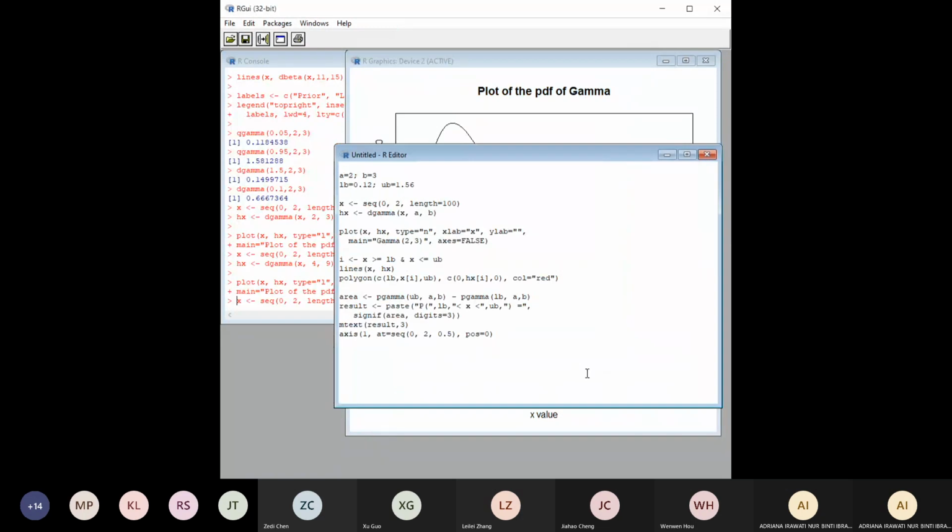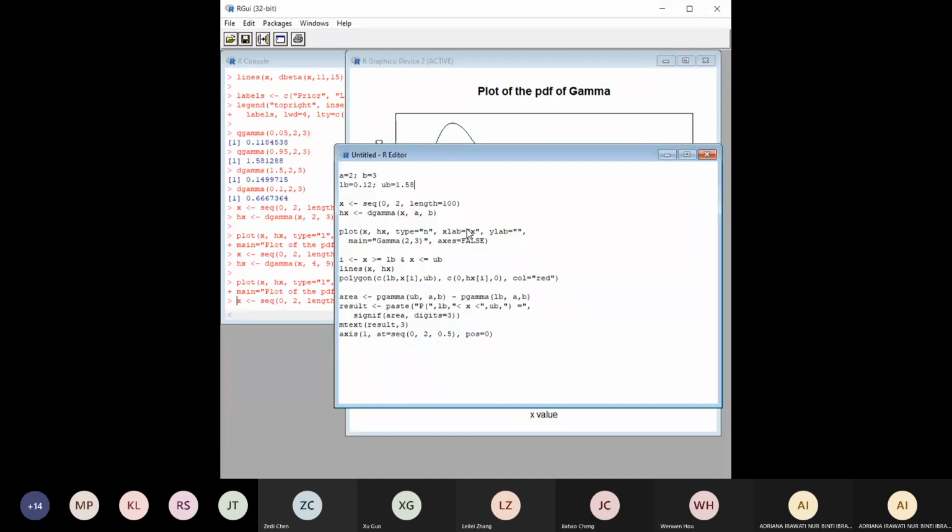Okay, right. So anyway, is it 1.56 or 1.58, let's see. So it's approximately, it should be 1.58, I guess. Okay, well, it's 1.558. We can change it to 1.58.